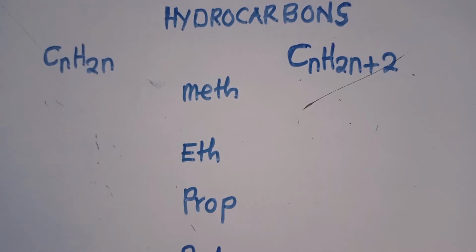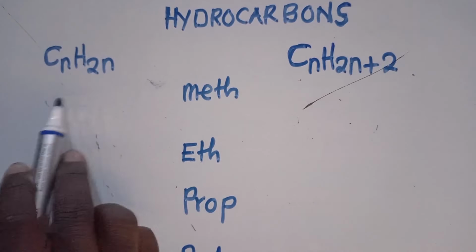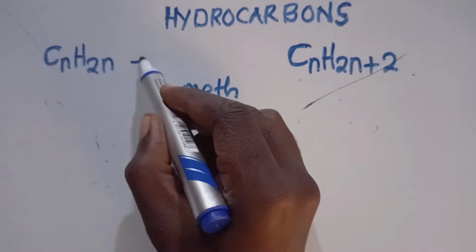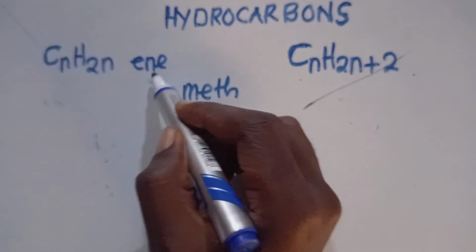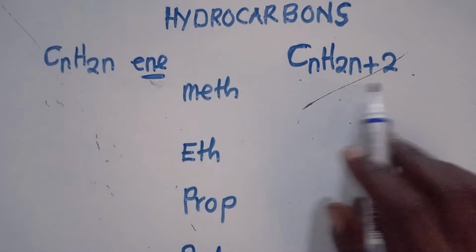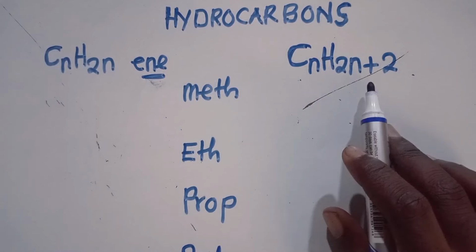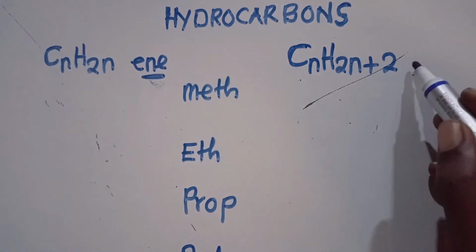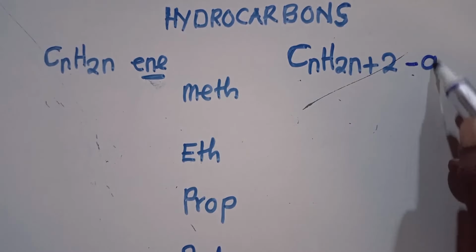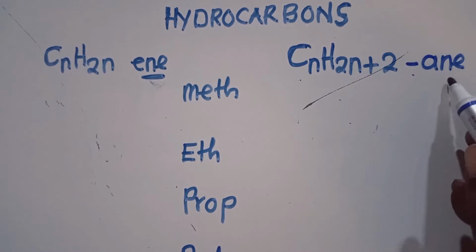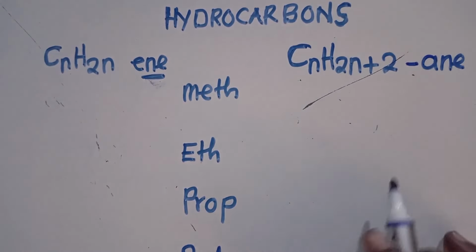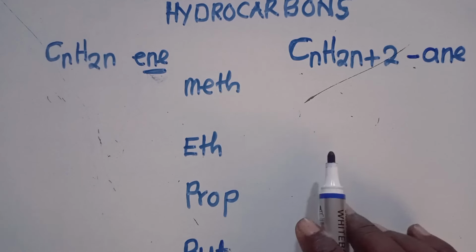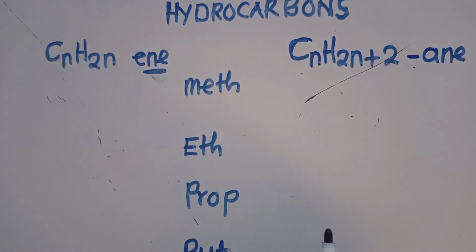A family that has got this chemical formula is called an alkene, and an alkene ends with -ene. And the family that has got this chemical formula is called an alkane, and it ends with -ane. This is how you get to identify this. So this is the first thing that you need to do.